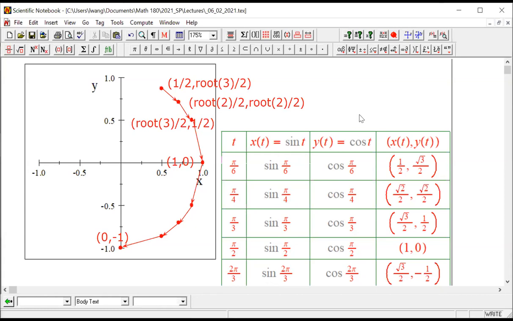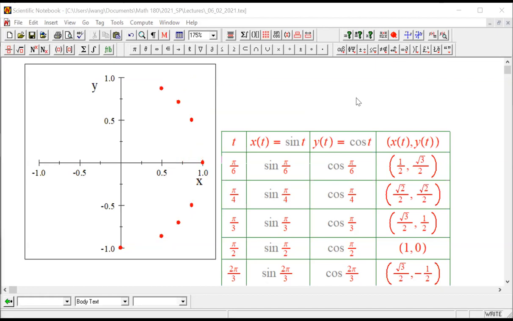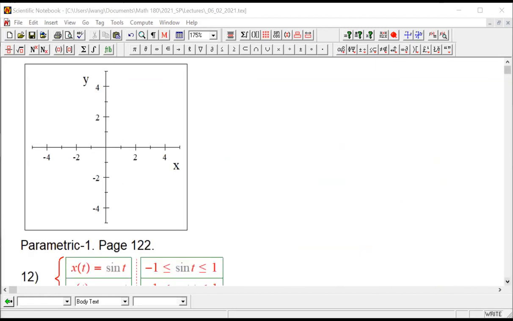So I'm waiting for you guys to write it down, and then I'm going to move to how do we get rid of the t? How do we get rid of the t? Did you write it down? How do we get rid of the t?